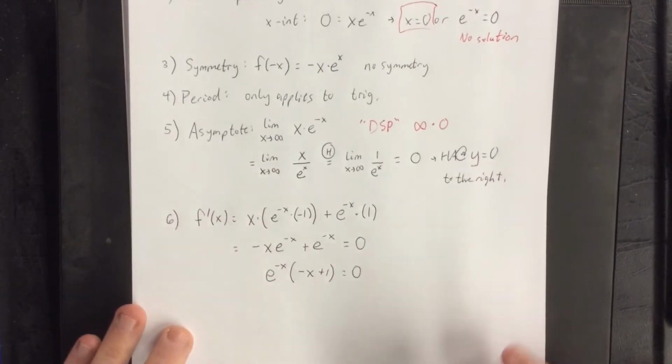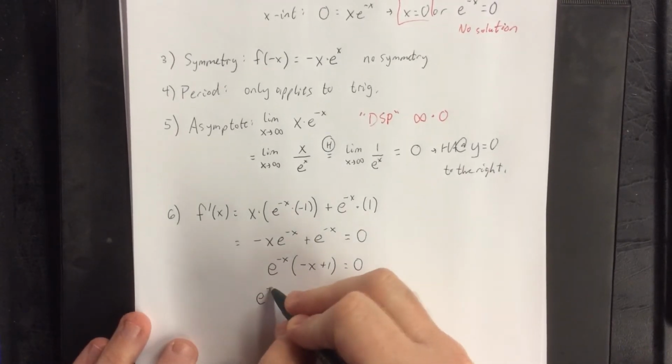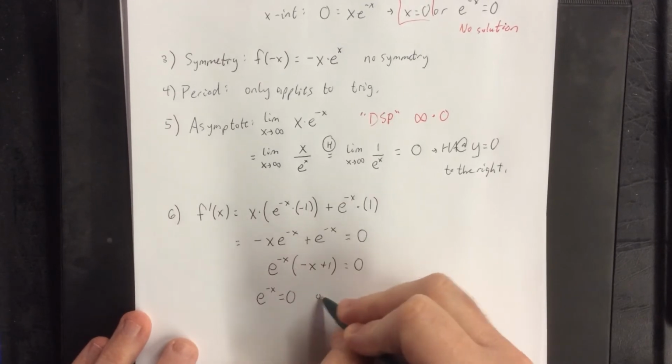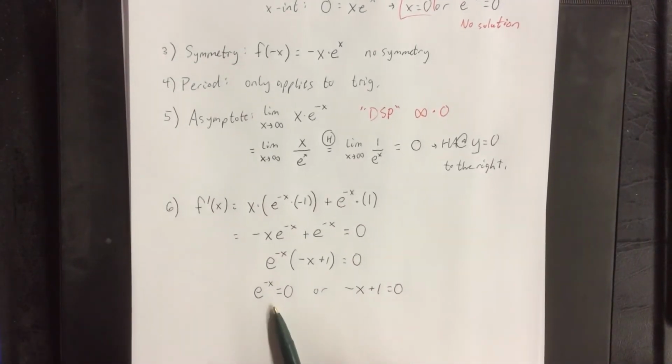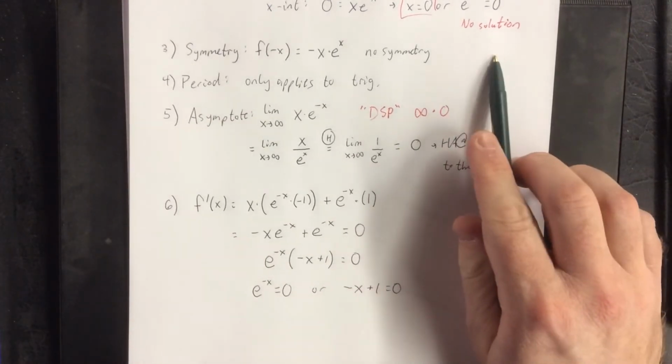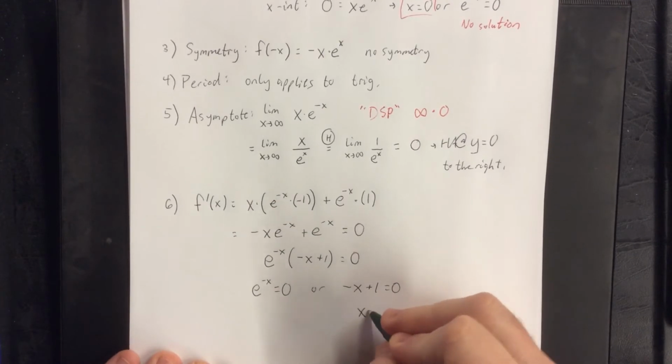This only works because it's equal to 0, the concept of factoring. Applying the zero factor property tells us that either e to the negative x is equal to 0 or negative x plus 1 is equal to 0. The first one, for the same reason as before, has no solution. So the only critical value that we're going to get is x equals 1.